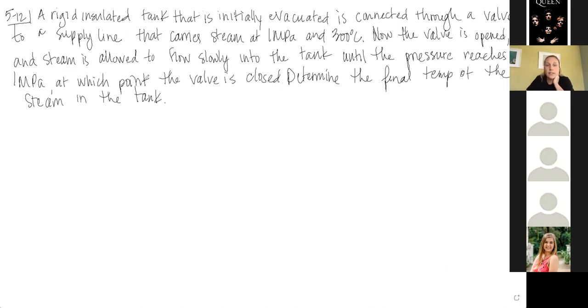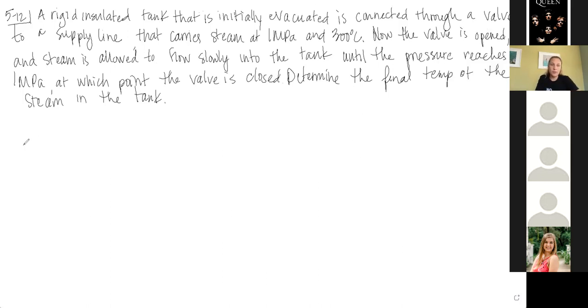A rigid insulated tank that is initially evacuated is connected through a valve to a supply line that carries steam at 1 megapascal and 300 degrees Celsius. Now the valve is opened and steam is allowed to flow slowly into the tank until the pressure reaches 1 megapascal, at which point the valve is closed. Determine the final temperature of the steam in the tank.